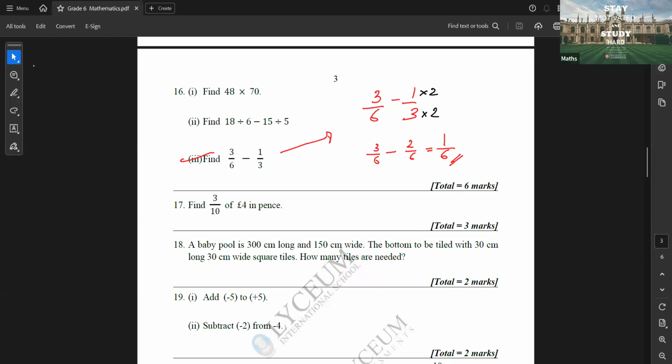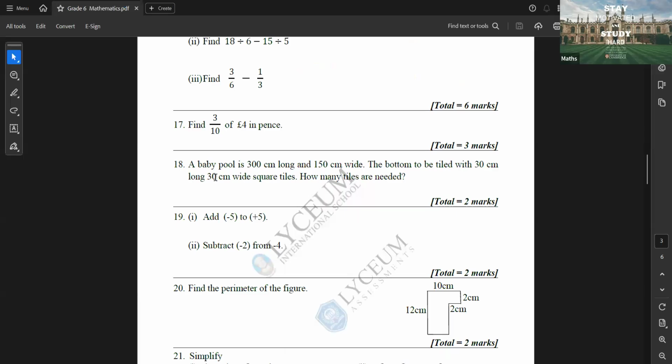Question number 70. Find 3 over 10 of 4 pounds in pence. Right? So you know 4 pounds you can write as what? 400 pence. Why? 1 pound is 100 pence. So here 400. Here 4 times 1, here 4 times 100. 100 times 3 is how much? Here 300. 300 pence. Good question. Right?